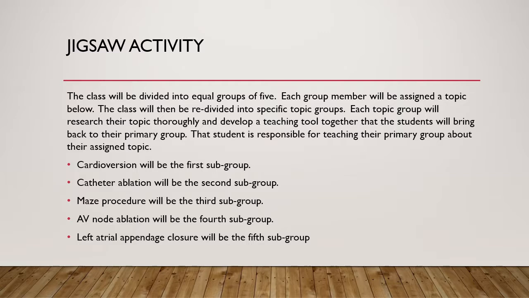So that's 4 groups of 5 again. Each group member will be assigned a topic below, which includes the first group has cardioversion, the second group has catheter ablation, the third group has the maze procedure, the fourth group has AV node ablation, the fifth group has the left atrial appendage closure.